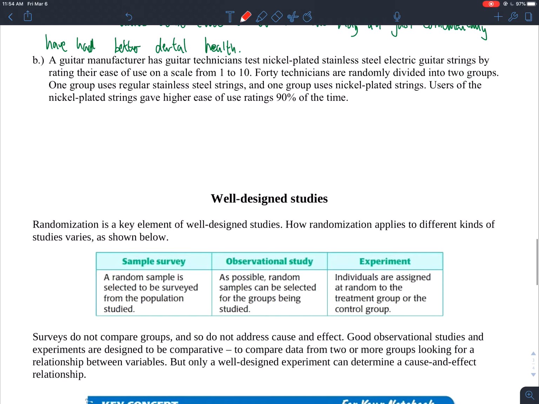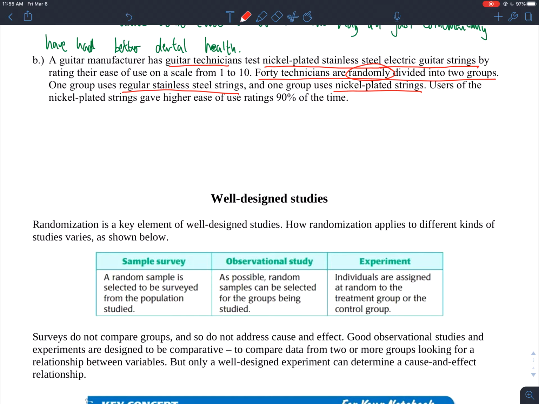Okay, guitar manufacturer, excuse me, has guitar technicians test nickel-plated stainless steel electric guitar strings, by rating their ease of use on a scale from 1 to 10. Okay. 40 technicians are randomly divided into two groups. Ooh, random, good. One group uses regular stainless steel strings. The other one uses nickel-plated strings.